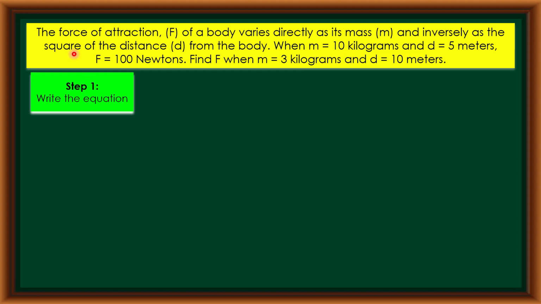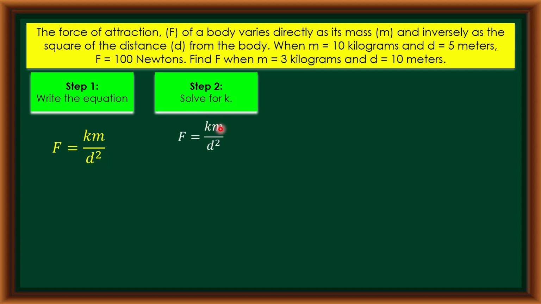So we have the force of attraction F of a body varies directly as its mass and inversely as the square of the distance. So therefore, our equation will be F is equal to K times M over D squared. So let us use this one to solve for the value of K. F is equal to K times M over D squared, in which F is equal to 100 newtons, M is equal to 10 kilograms, and D is equal to 5 meters. Therefore, by substituting those values, we have 100 is equal to K times 10 over 5 squared.